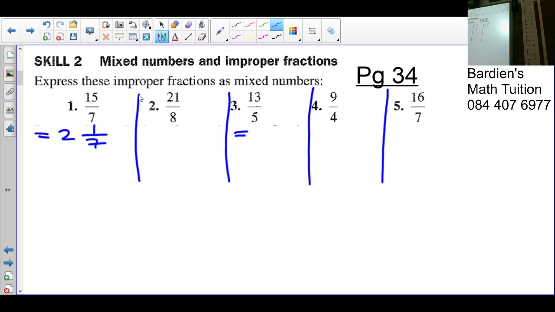5 goes into 13 how many times? 5, 10. Can I go to 15? No, that's over 13. So it's 5, 10. So it's twice. How much is left? 3. So it's 3 remaining over 5. Do you all understand? Yes, sir. Right. Answer the next 3. Have you guys read?